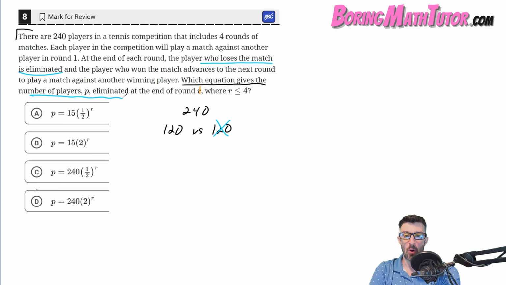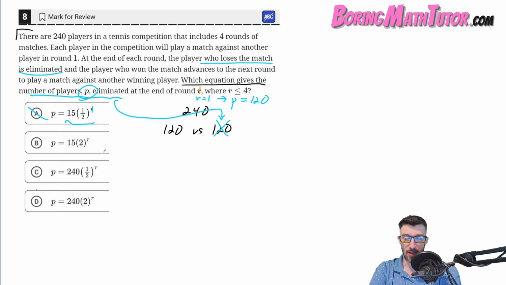So they want to know how many losers we got. Now, if it was R equals 1, then that means the number of players that got eliminated is supposed to come out to 120. So if R equals 1 in the first one, is this going to come out to 120? I don't think so.